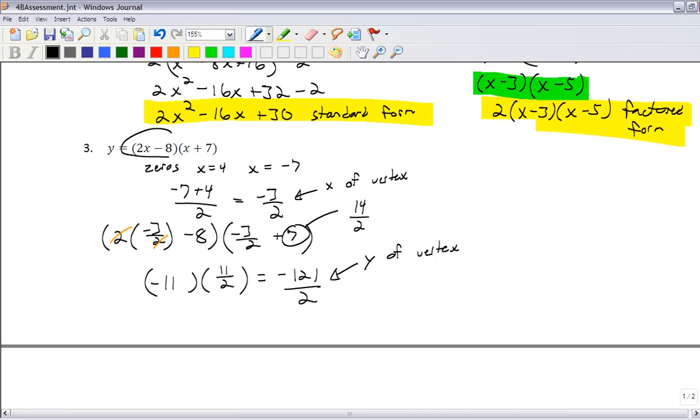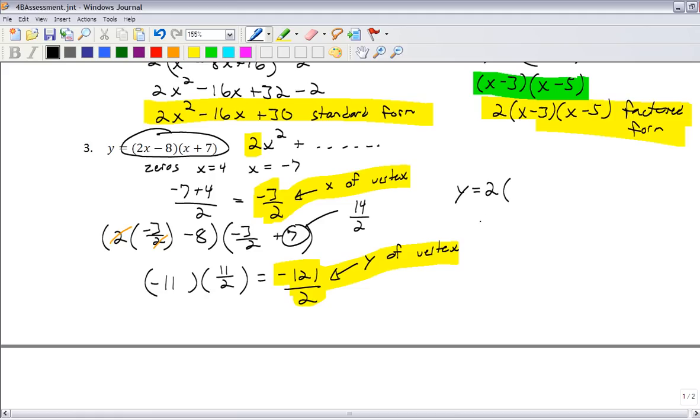So if you multiplied this one all out, you'd have a 2x squared plus all that stuff. Which is fine, we'll need to do that in a little bit. But the fact that that's a 2, you know the x of the vertex, you know the y of the vertex, you can put this thing in vertex form. Vertex form is going to be y equals 2 parenthesis, let's see, it's left 3 halves, so x plus 3 halves squared minus 121 over 2.